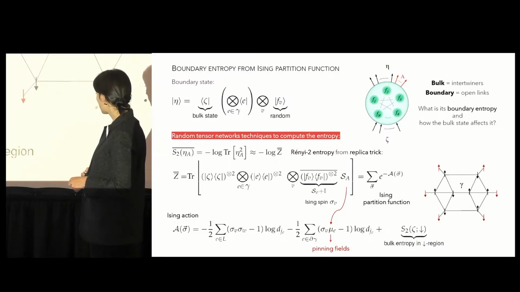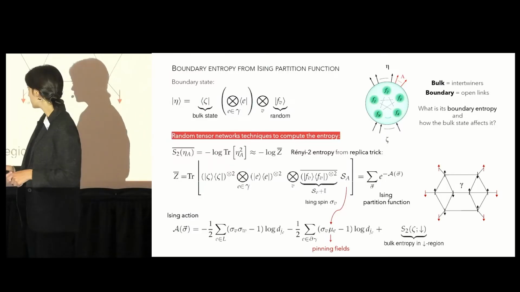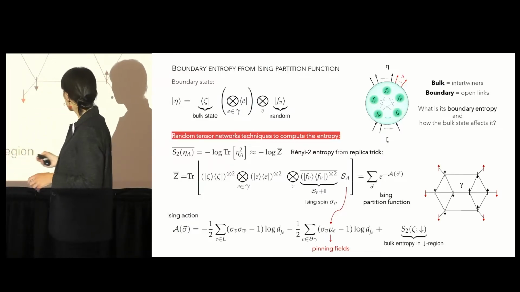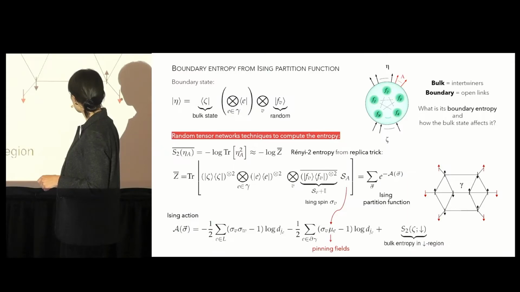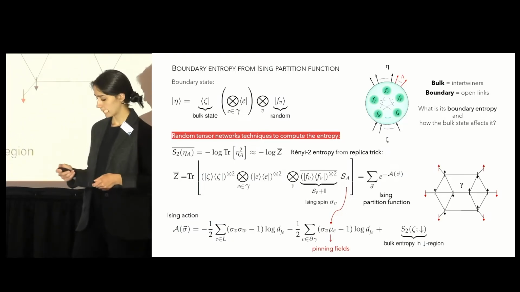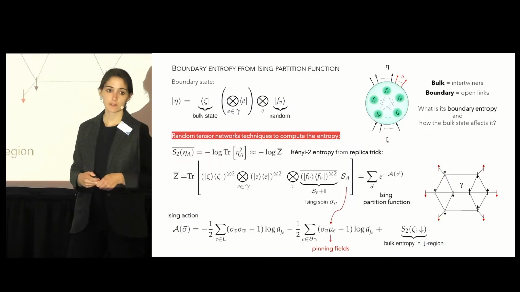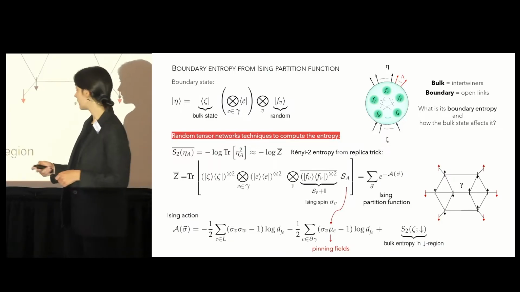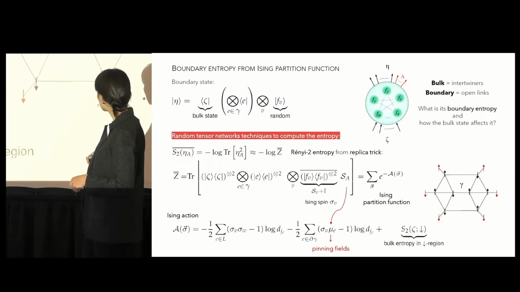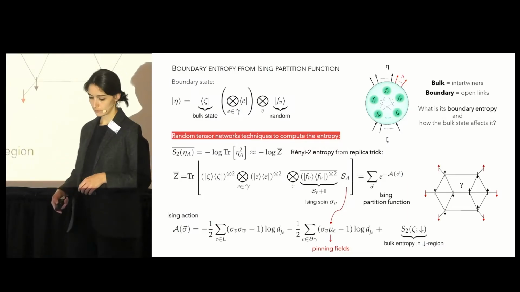And then we have a contribution for the entropy of the bulk state. So the main point here is that you get an Ising model living on the spin network graph itself. And so to compute the entropy, we just need to analyze this model and see which configuration minimizes the energy.